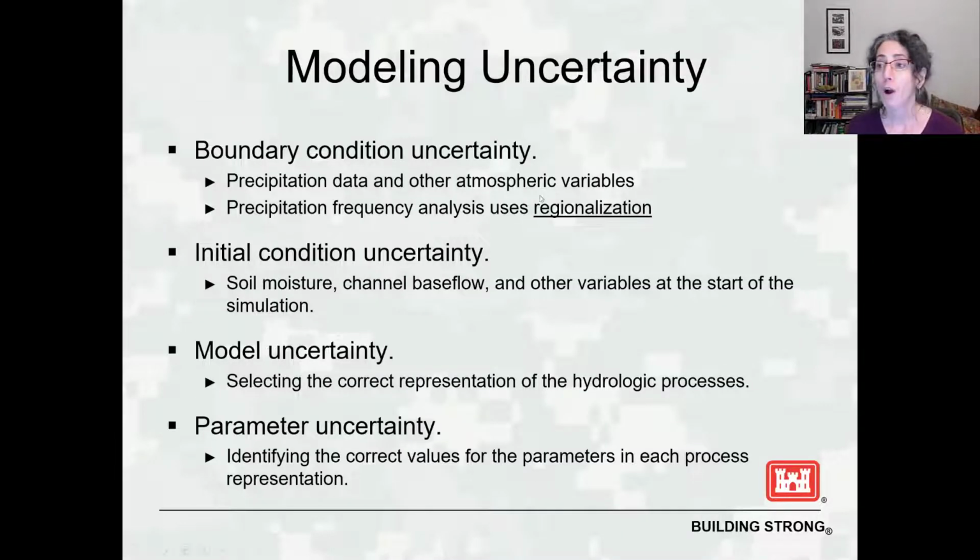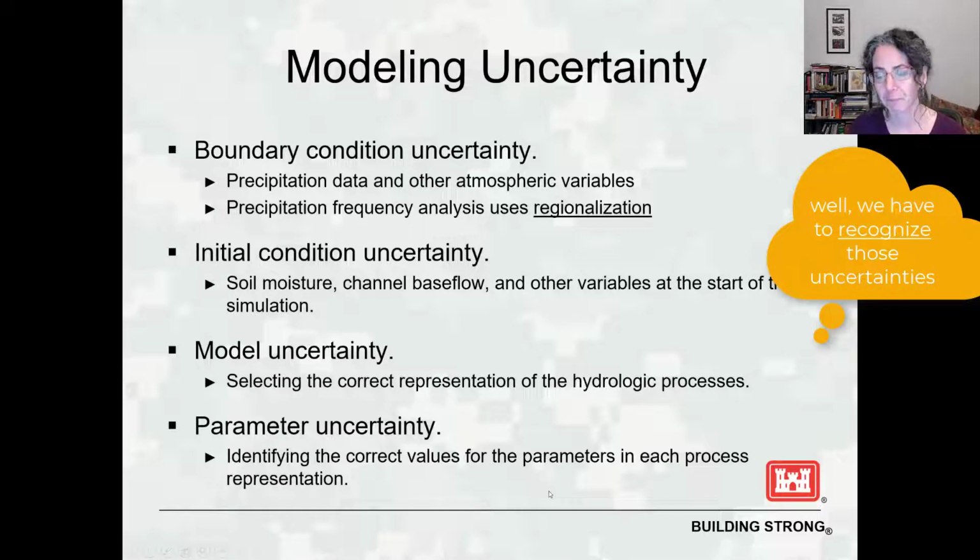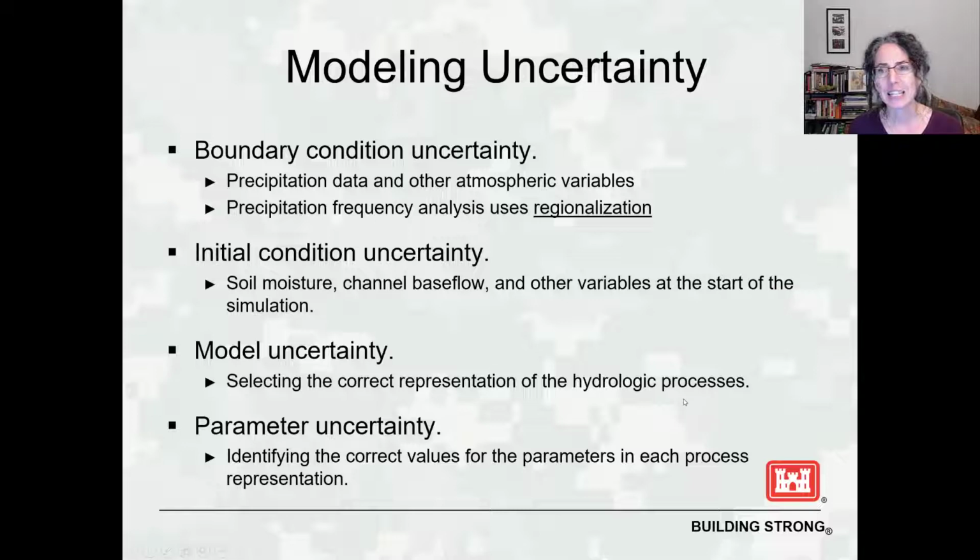Right? So our first input might have less uncertainty for this method, but then we have to bring in all the other uncertainties that are involved with the hydrologic modeling. Right, so we have uncertainty in the initial conditions, the soil moisture, the channel base flow, the other inputs that we have to define at the start of the simulation. So we have model uncertainty, which is selecting the correct representation for each of the hydrologic processes we need to model. And then we have parameter uncertainty. So each of those process representations is defined by parameters that need to be estimated. Right, so all of these uncertainties contribute to the uncertainty in the estimated flow frequency curve.